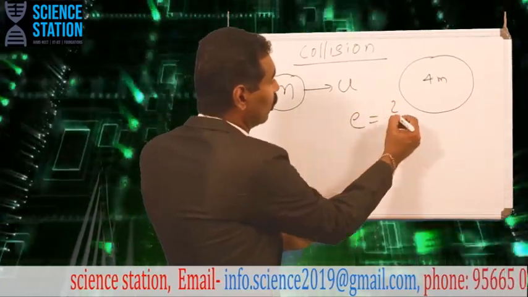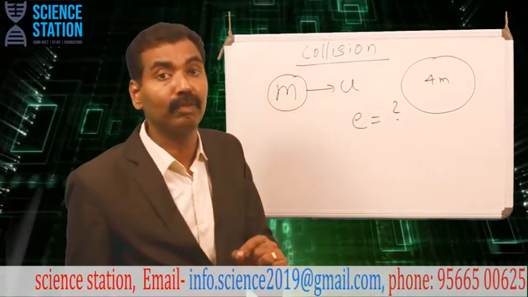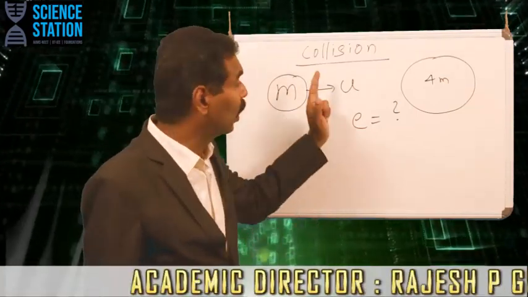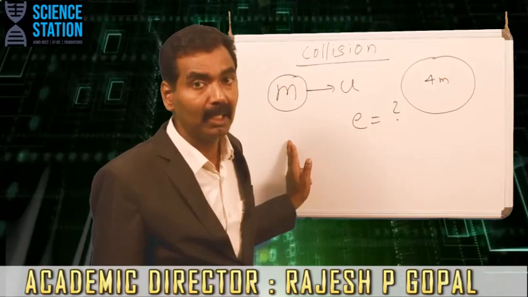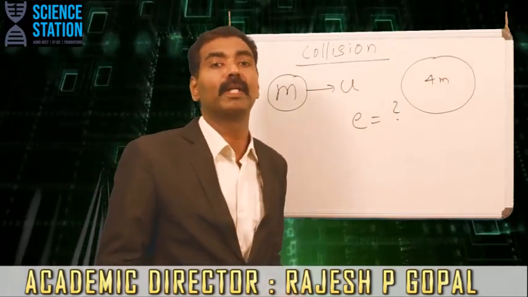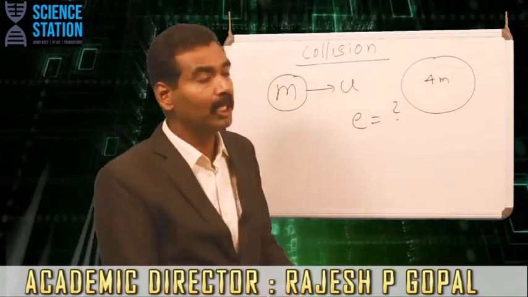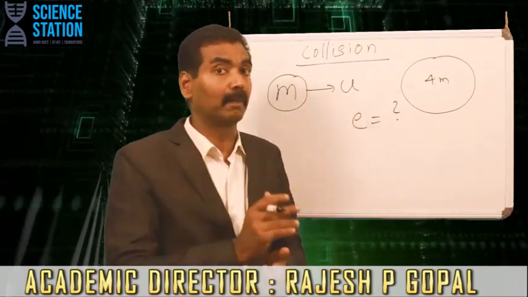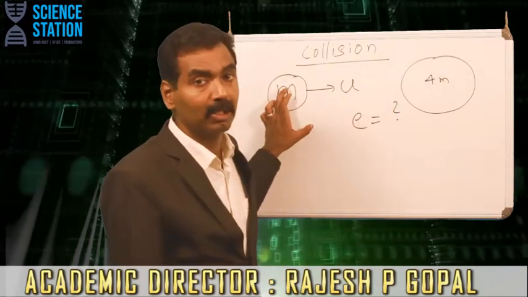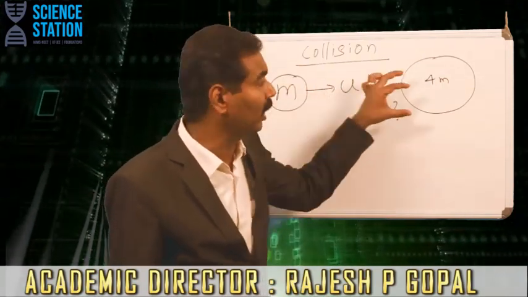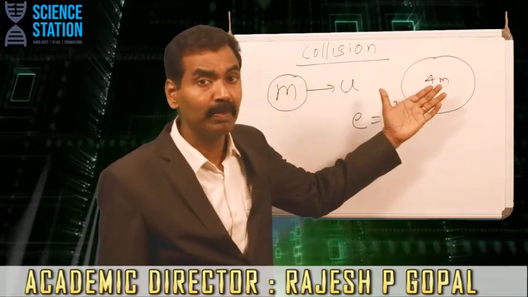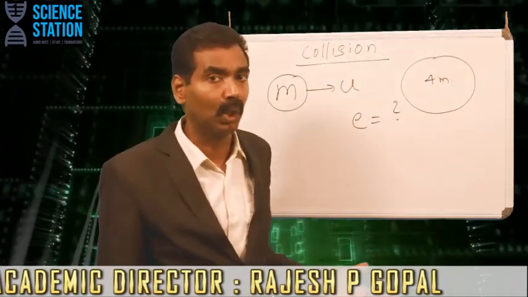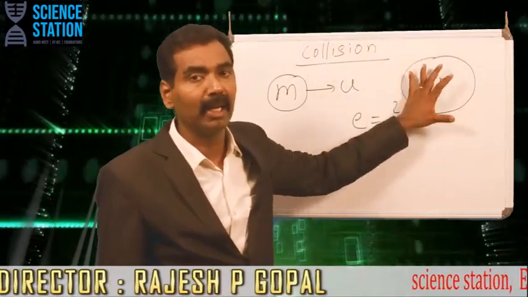You can find the coefficient of restitution by applying the law of conservation of momentum here. But there is a simple technique to find it even without applying the law of conservation of momentum. I will explain the problem once more. The body of mass m moving with velocity u collides with another body of mass 4m, and the colliding body returns with some velocity that we don't know, but the second body remains at rest.